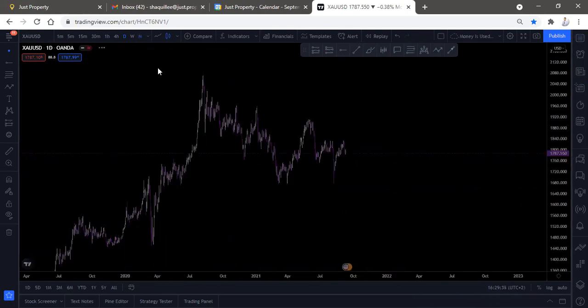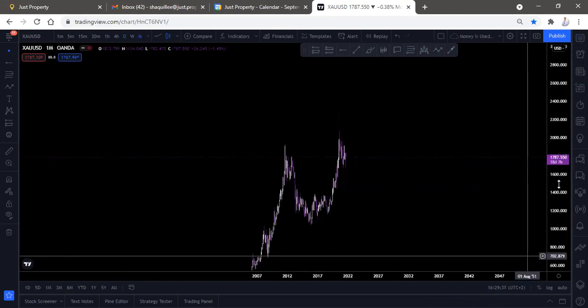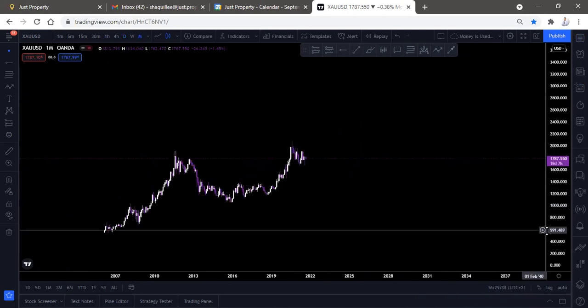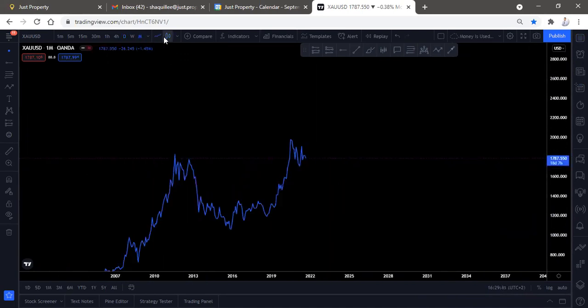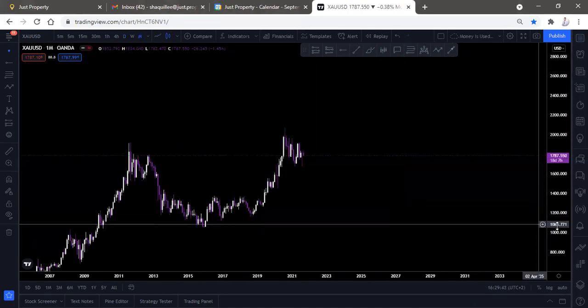As you can see, I always love starting from the monthly. The monthly just gives me that overall picture of what will actually happen.